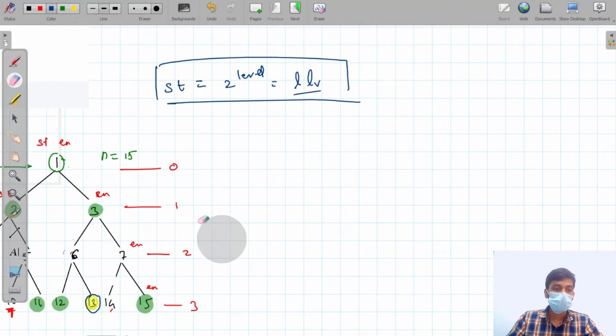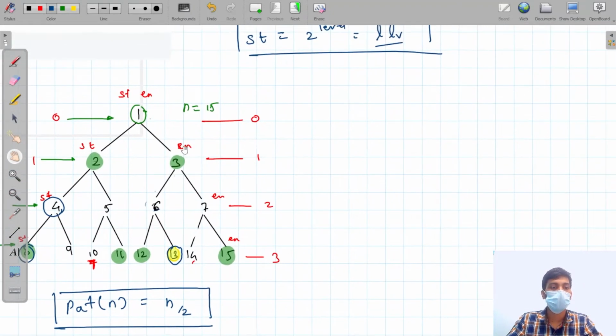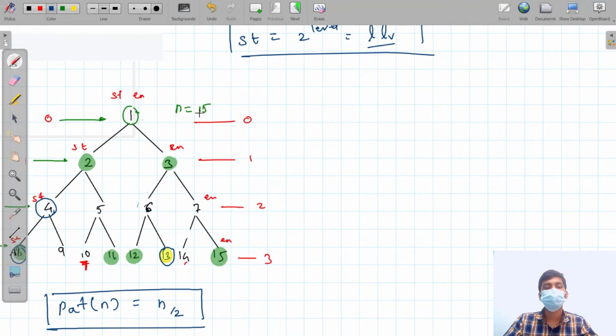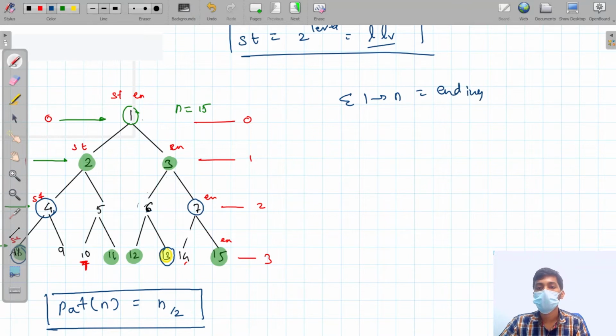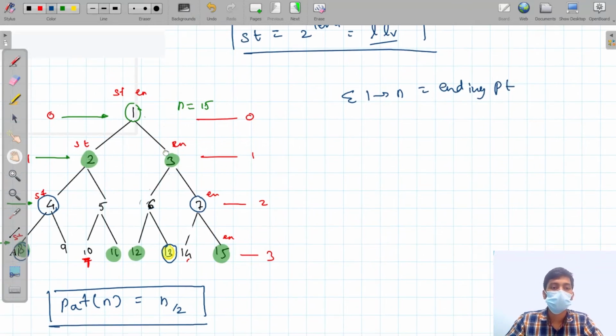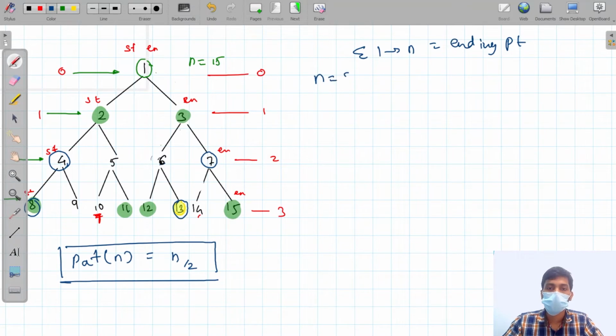Now let's try to find out some relation for ending points. What we can see here, if I say 7 is my ending point, let's take 7 as an example. If I say that 7 is my ending point, then how to find the relation for this ending point? Can we observe that the summation from 1 to n is nothing but our ending point? Let's see if it is true or not. If I say that n is equal to 7, then from 1 to 7, that is going to be nothing but our ending point. Let's see, 1, 2, 3, 4, 5, 6, 7.